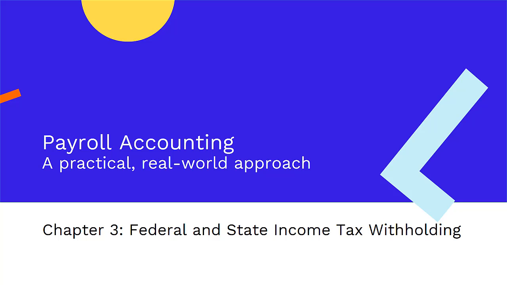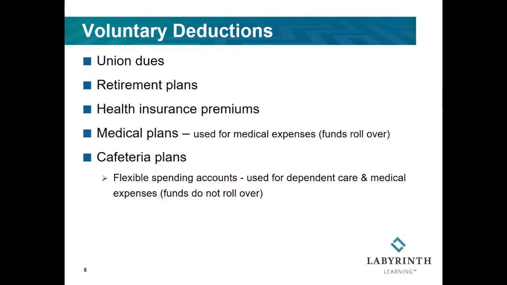Chapter 3. Federal and State Income Tax Withholding. There are a number of voluntary deductions. These are elected by the employee to be withheld from their paycheck. For example, union dues. The amount for union dues is withheld from the employee's earnings and remitted directly to the union.